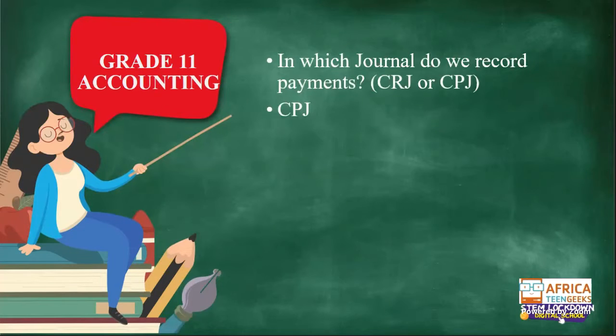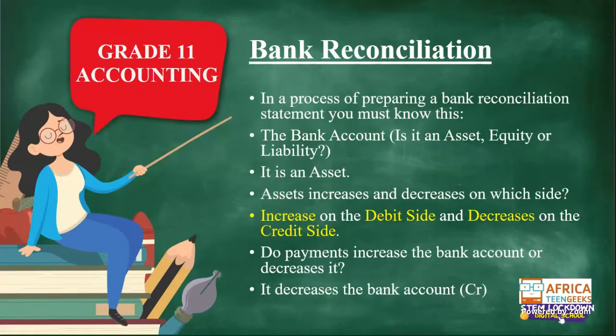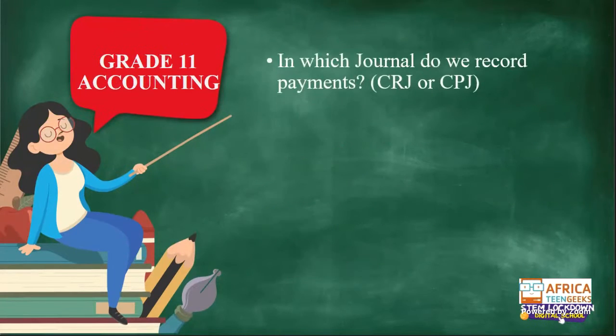CPJ. So let us go back a little bit. The payment results in a decrease in the bank account, right? A decrease is recorded on the credit side of the bank account. And the payments are recorded in the CPJ, which is the cash payment journal. Remember that a bank account is a ledger account, but a CPJ is a journal. So, based on the accounting cycle, we have to record in the journal first, then from the journals to where? To the ledger accounts, right?